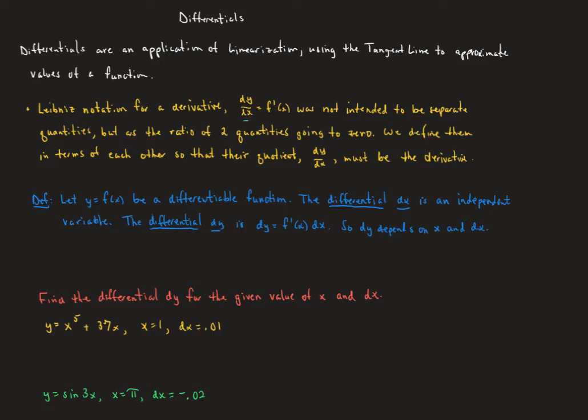So if you looked at this dx here, if you just multiply that to the other side, then that's how we get this expression, the differential dy is equal to f prime of x times dx. So dy depends both on what x is as we plug it into f prime and on what we choose dx to be. So we're going to do some examples here.